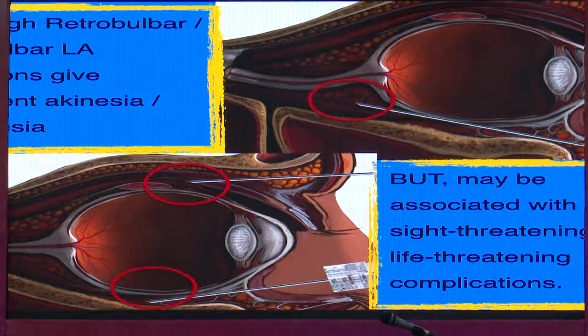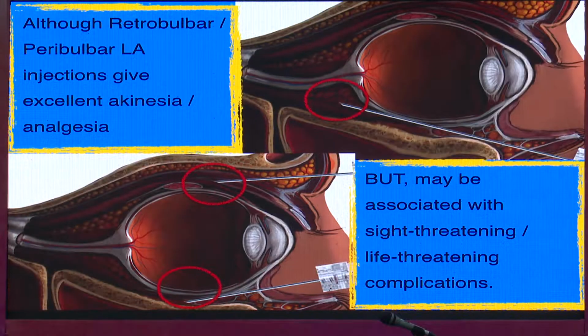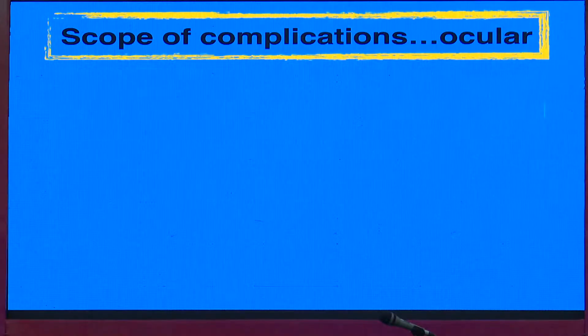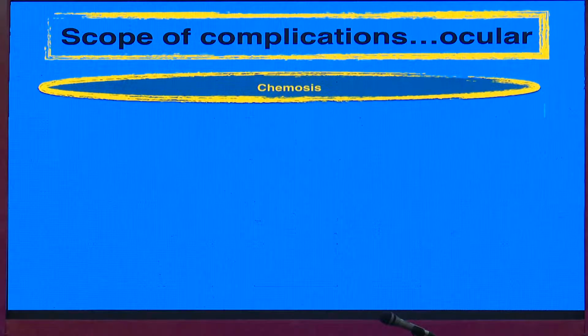Retrobulbar and peribulbar local anesthesia give excellent akinesia and analgesia, but they are rarely associated with sight-threatening and life-threatening complications. So let's see the scope of complications. Very commonly, when we give a block, retrobulbar nowadays is not used, so we use peribulbar, and we can have chemosis, which can easily be handled. Nothing to worry about in most cases.